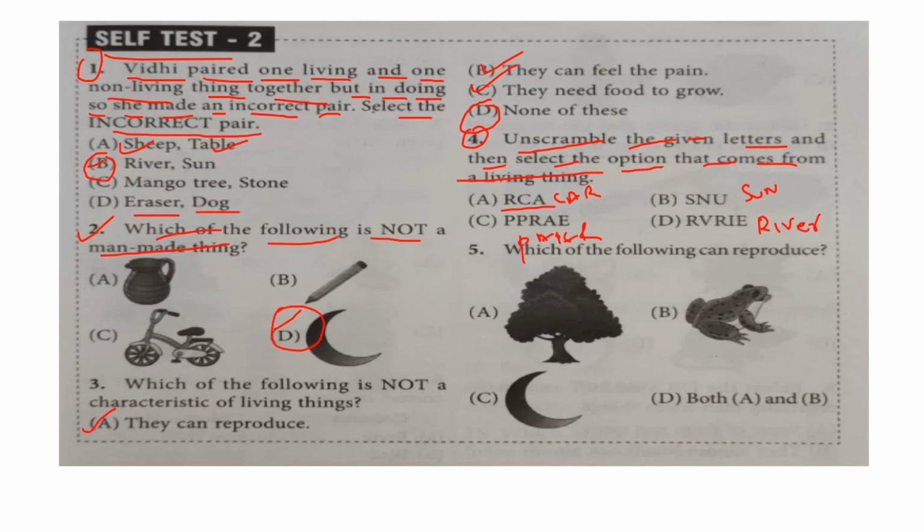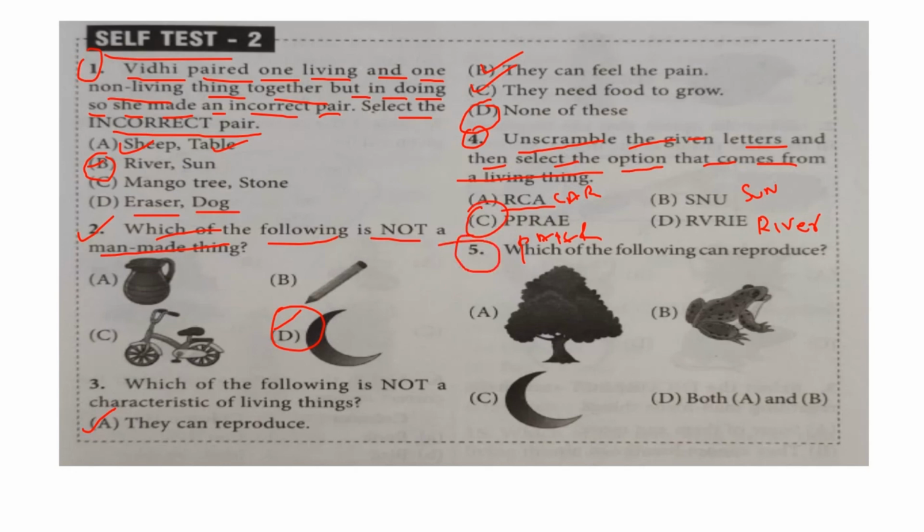Now out of this we need to select the living thing. So which is the living thing here? Car is a non-living thing, and paper is a non-living thing. Unscramble the given letters and select the option that comes from a living thing. So out of the four, which option comes from living things? The option is C, paper, because paper is now a non-living thing, but it is made from a living thing. What is the name of the living thing? Trees. Yes, tree. Paper is obtained from trees. So option C is the right answer.